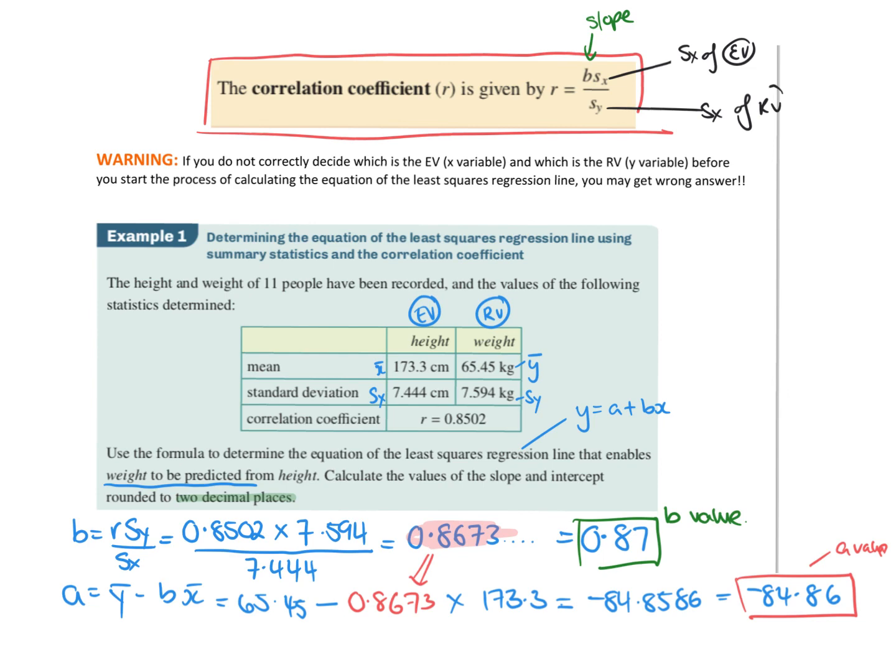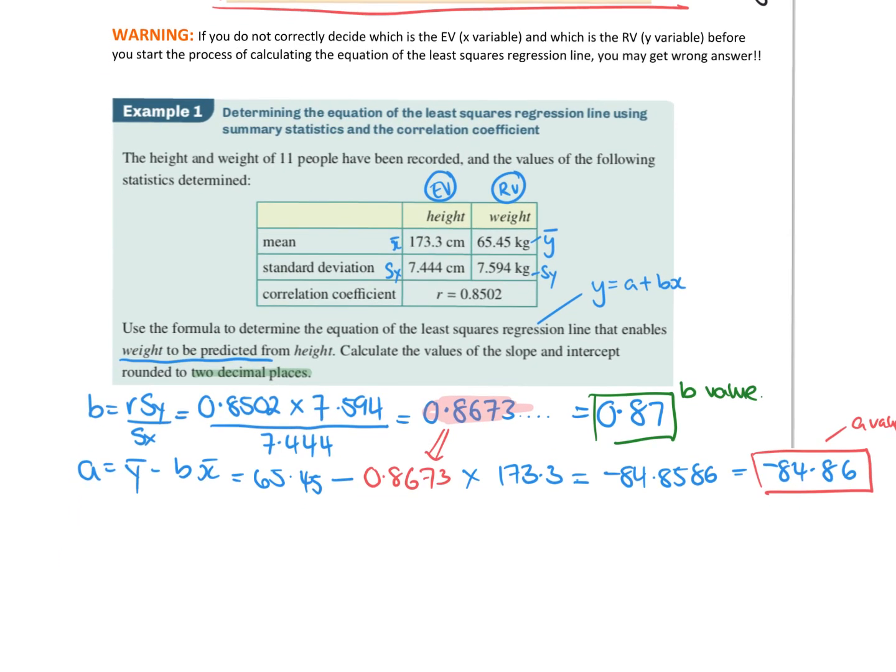Okay, sorry, I've got to move this up a bit. So what they're asking me to do is write the whole equation. We don't want to write Y and we don't want to write X. We want to use the actual variable names. So in the end, because it was weight to be predicted, I'm going to write weight equals my A, which is negative 84.86, plus my B, 0.87, times my X, which was height. Okay, so just to show you, that was Y, that was A, that was the B, and that was the X.